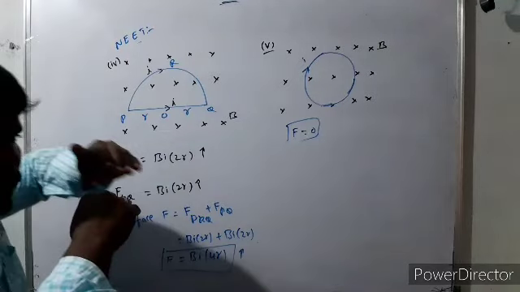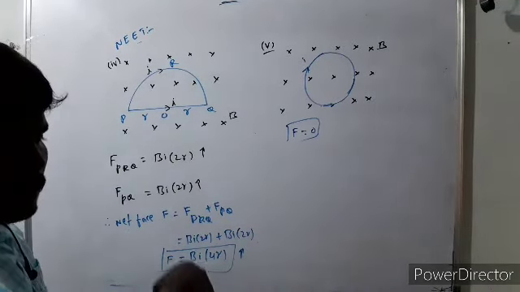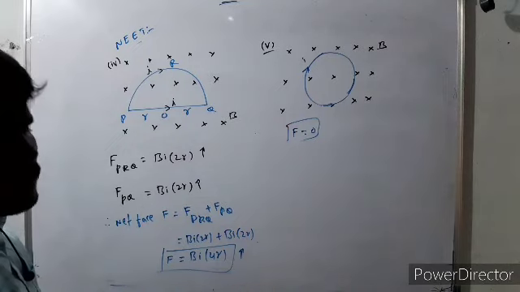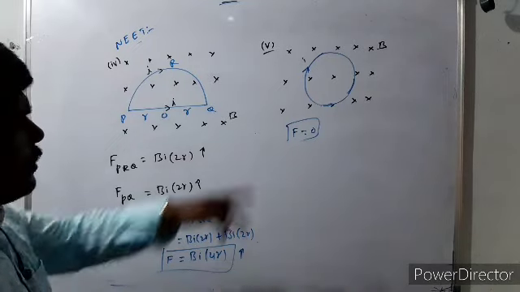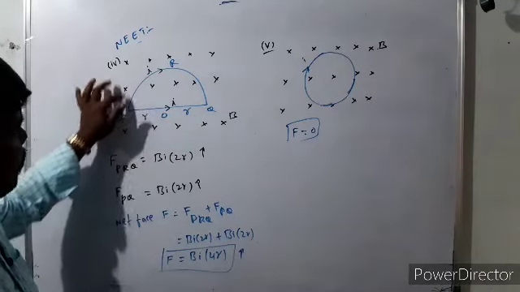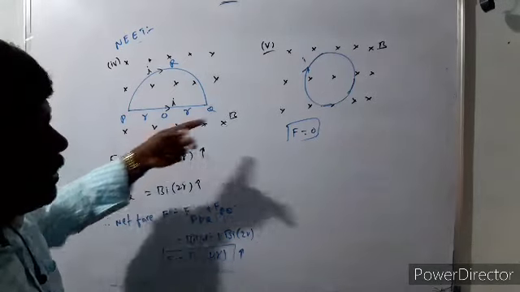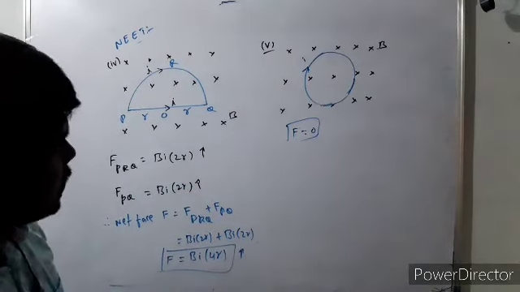Closed loop means the current reaches the same starting point. If the current reaches the starting point, then we can say that is a closed loop. Here the shapes are closed, but in the case of current from P to Q, the current is not forming a closed loop. Here the current is forming a closed loop, so force is how much?